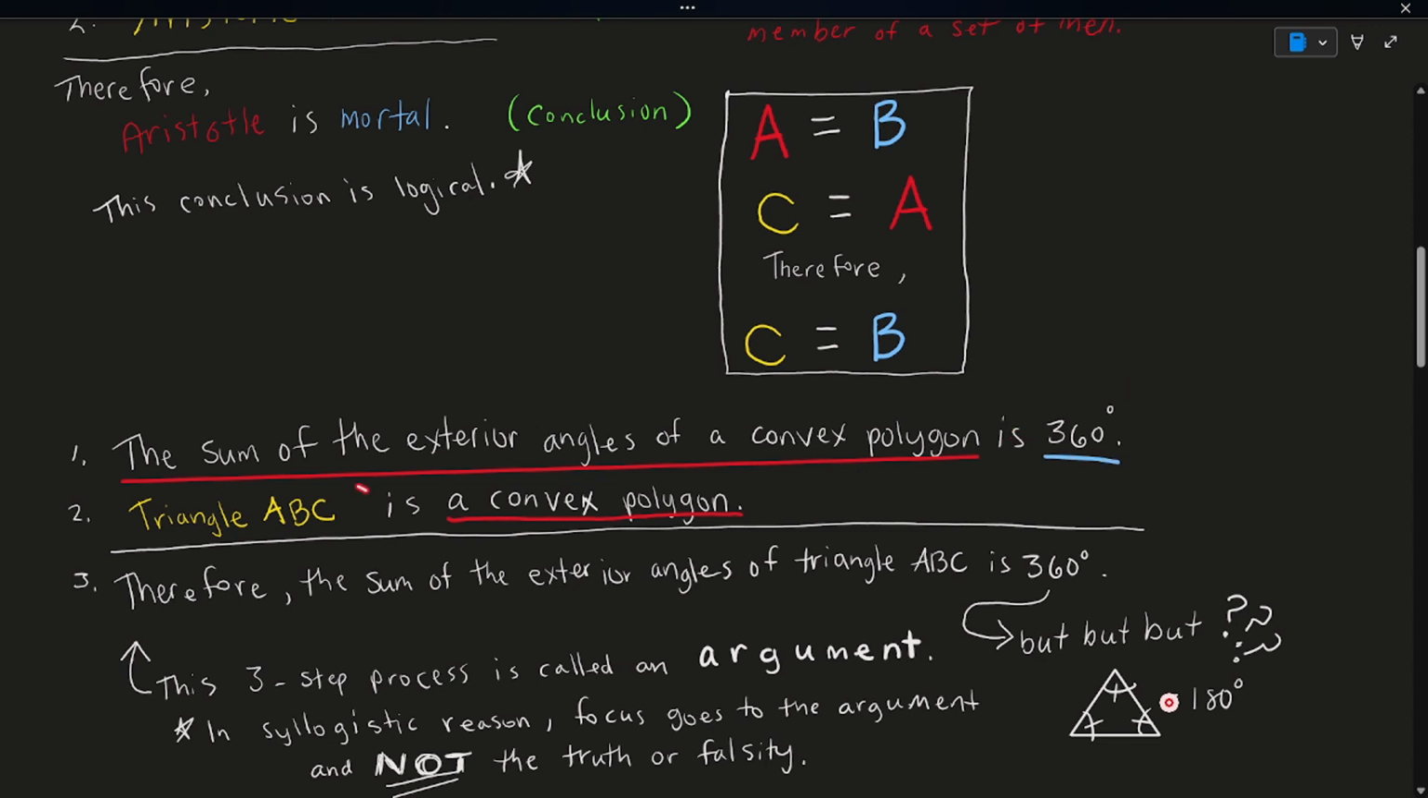Then we bring in our third variable, C, triangle ABC, and the minor premise identified this as a member of the set of convex polygons. Therefore, the exterior angles of this triangle is 360. As you can see, we still have our C equaling B because it was identified as a member of A. So this is a good argument, but it's totally false.